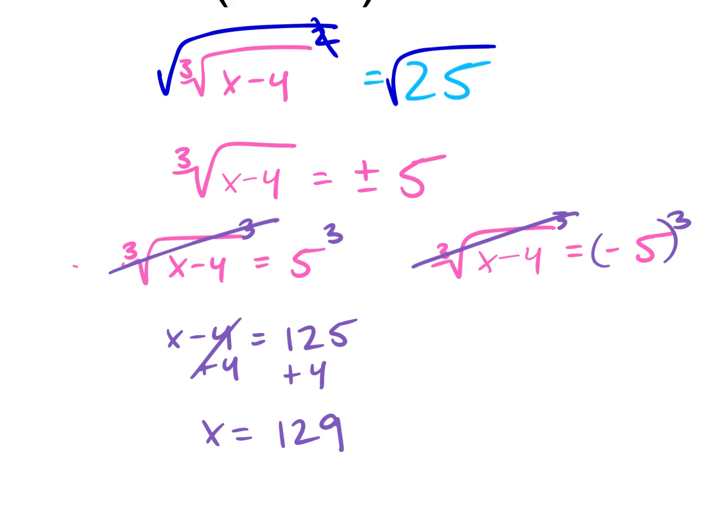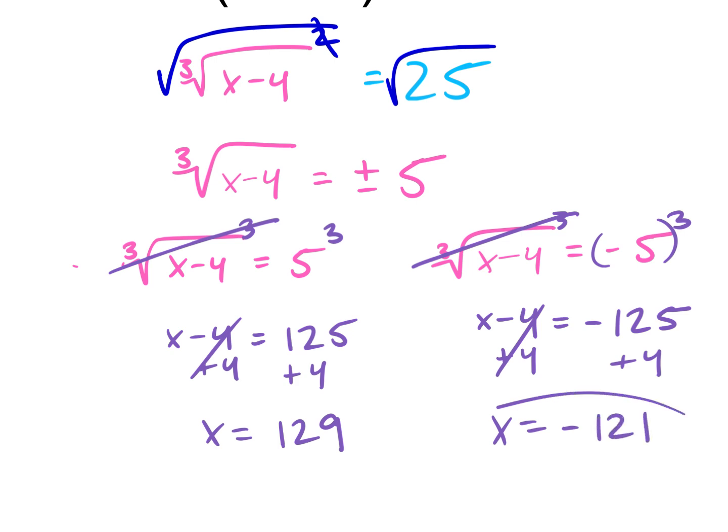Same thing with the other one. We cube both sides to get rid of the cubed root. X minus 4 is equal to, what's negative 5 cubed? Negative 125. And then we add 4. So x is equal to negative 121.